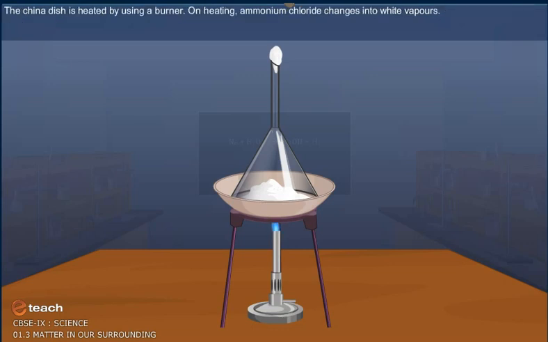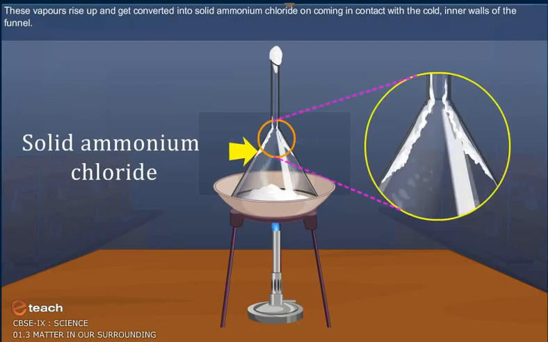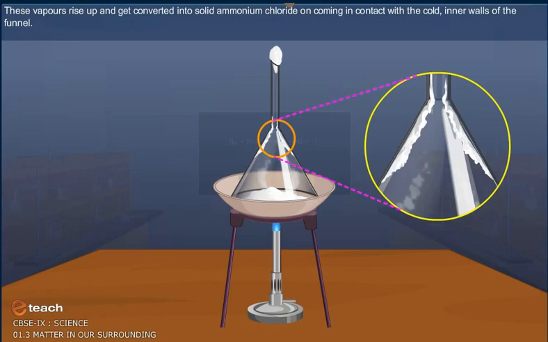The china dish is heated by using a burner. On heating, ammonium chloride changes into white vapors. These vapors rise up and get converted into solid ammonium chloride on coming in contact with the cold inner walls of the funnel. In this way, ammonium chloride collects on the inner side of the funnel in the form of a sublimate and can be removed.